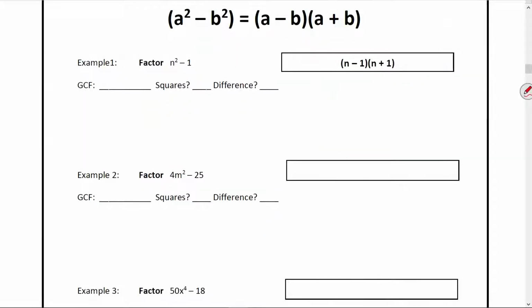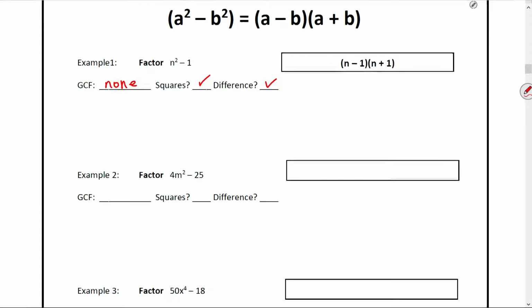All right, so factor n squared minus 1. We look, are there GCFs? No, there's no GCFs in n squared and minus 1. Do we have the difference of squares? Well, is n squared something squared? Yeah. Is 1 something squared? Well, yeah, it's 1 squared. So we do have squares and it is a difference.